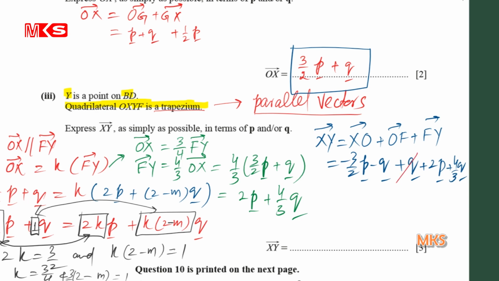Simplifying, plus q minus q will be cancelled. We will be left with 2p minus 3 over 2p plus 4 over 3q. So 2 minus 3 over 2, 1 over 2p plus 4 over 3q. That will be xy.